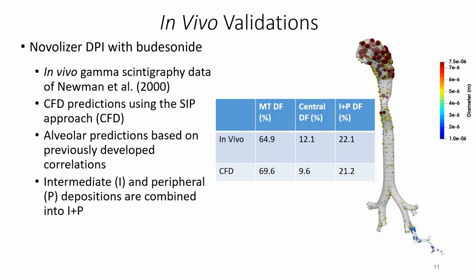The figure shows deposited particles colored by size in the upper airways as well as in the SIP geometries. The table compares regional deposition from the CFD data with the in vivo gamma scintigraphy data. Here, the intermediate and peripheral depositions are combined to be consistent with our previously published studies. Overall, CFD shows reasonable agreement, with the averaged relative difference in the regional depositions being less than 15% error.